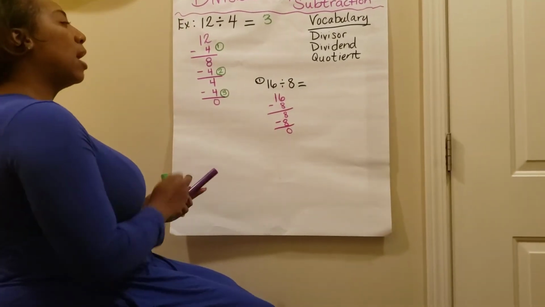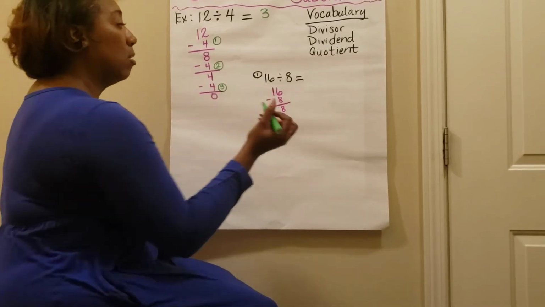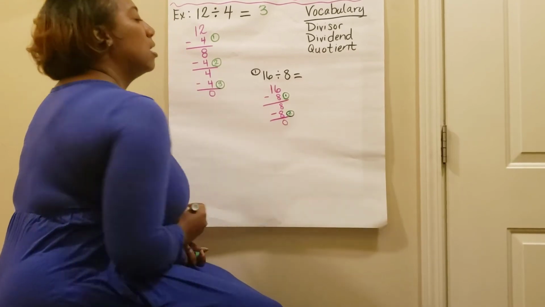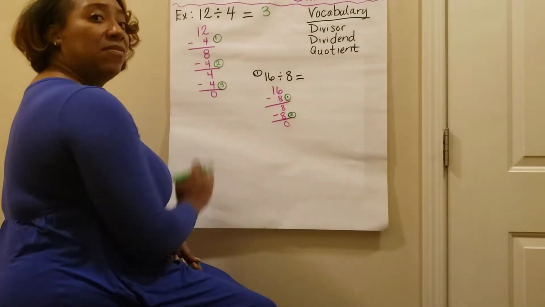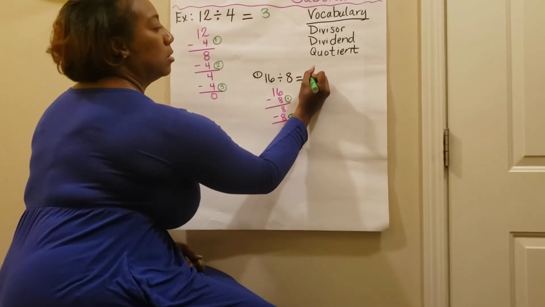So now I say, okay, how many times did I subtract my divisor until I got to 0? I subtracted once and I subtracted twice. So that means 16 divided by 8 equals 2.